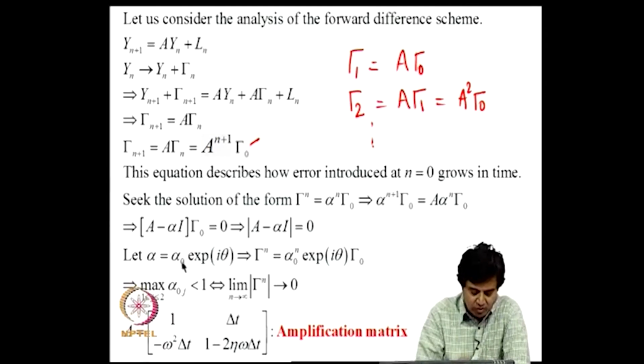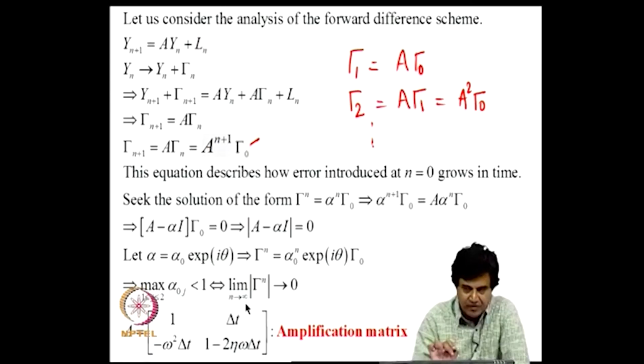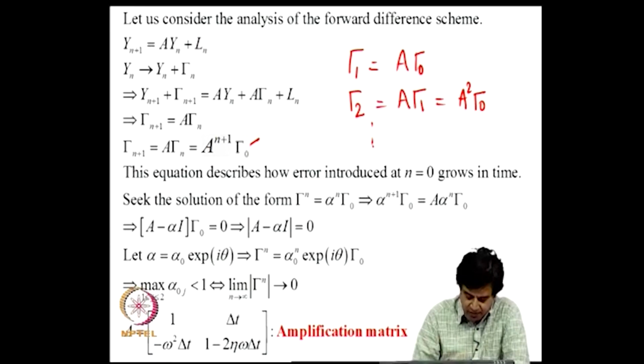So, I can write the complex number in this form where alpha naught is the amplitude and theta is the phase. So, gamma n will be alpha naught to the n, exponential i theta, into gamma naught. Now, if we are interested in the asymptotic behavior of gamma n as n tends to infinity, we want that if the maximum absolute value of these eigenvalues is less than 1, then it guarantees that the solution decays to 0.